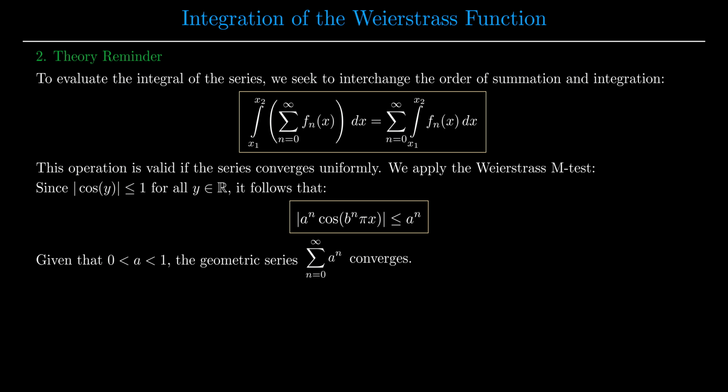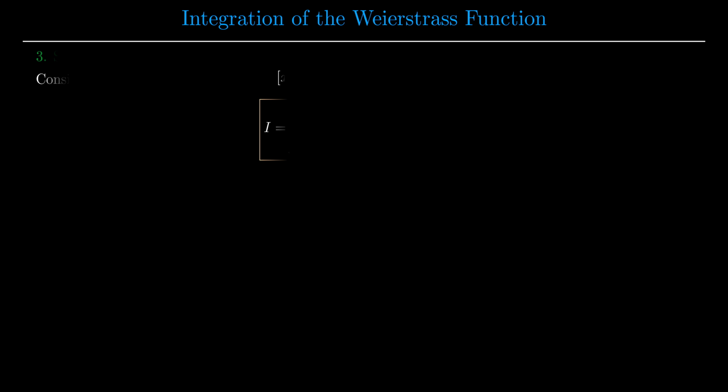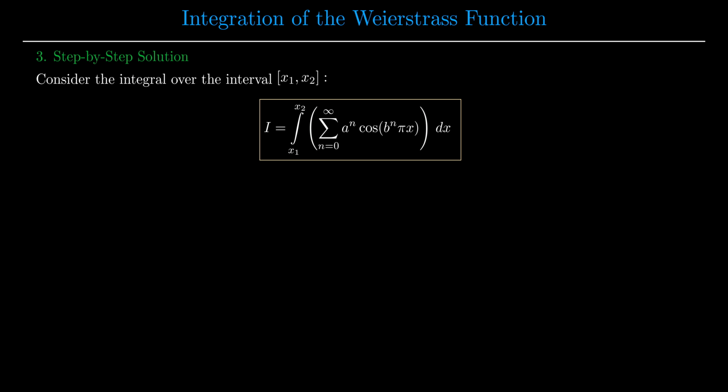Given that a is less than 1, the geometric series of a to the power of n converges. Therefore, the original functional series converges uniformly on the entire real line. This implies that f of x is continuous and consequently integrable. Now, let's solve this step by step.